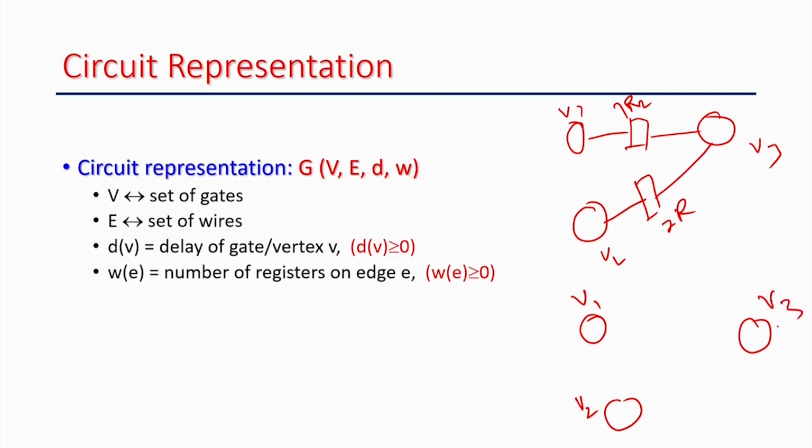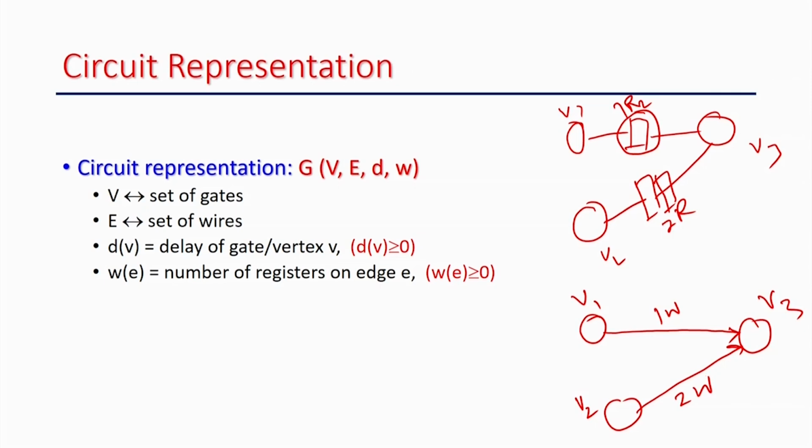So, I am going to have a node for each gate of your circuit, and these resistors will become the edge weight. Since I have a resistor here, this will become 1 W. That is, the weight of this edge is 1. Similarly, there are two resistors between these two nodes, so the edge weight will become 2 W. This is the way we are going to represent the circuit as a graph.